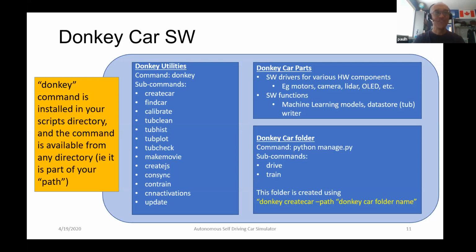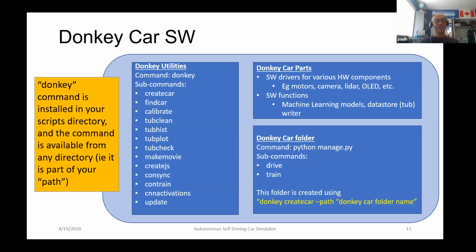The other really confusing piece as well is this create car. If you do it on your PC, it'll create the folder on your PC. And the reason you do that is because you want to call the training script, because that's where you do the training on your PC. So you call manage.py, but you call the train subcommand.